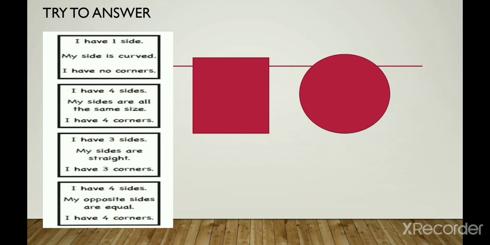Now coming to the third, I have 3 sides. Oh, it's a 3 side. I can easily say it's a triangle, right? So yes, it's a triangle where we have 3 sides and 3 corners.